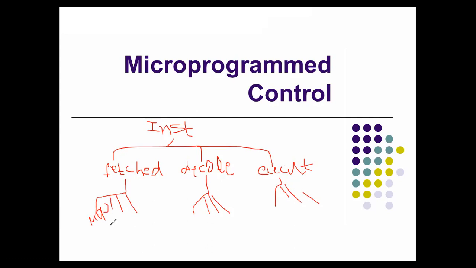That means it has element by element execution. Each instruction will be divided into some micro instructions. If you have a number of micro instructions, that is called a micro program or micro routine. This is the meaning of micro.